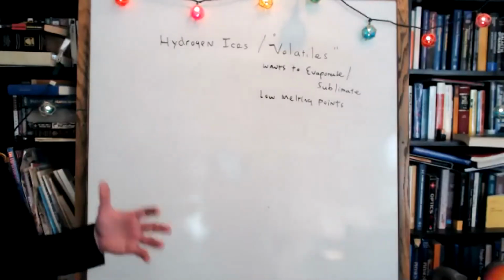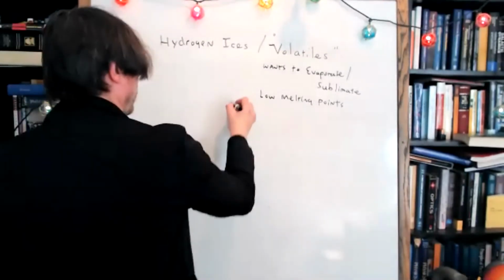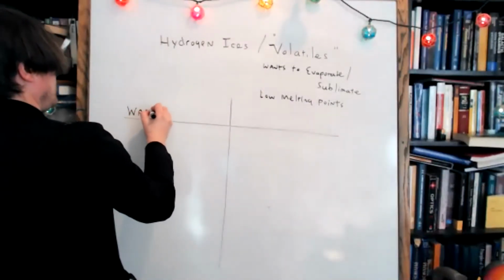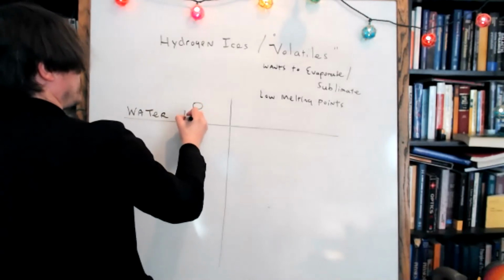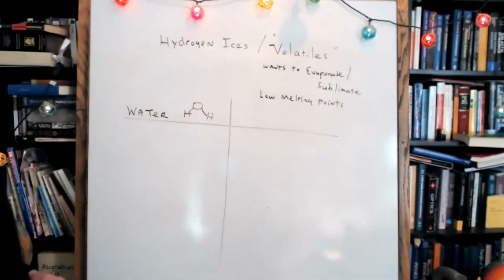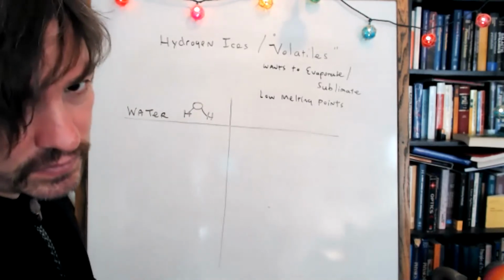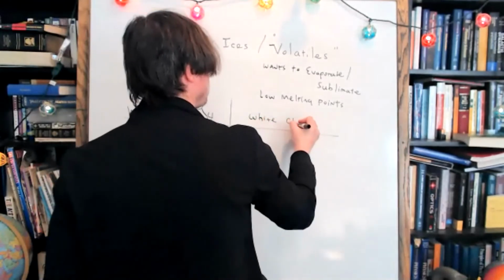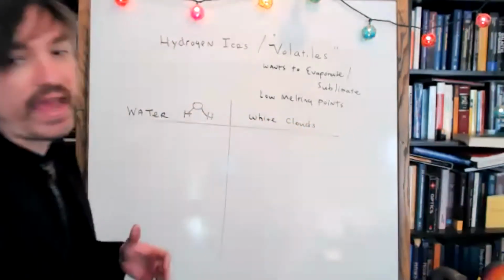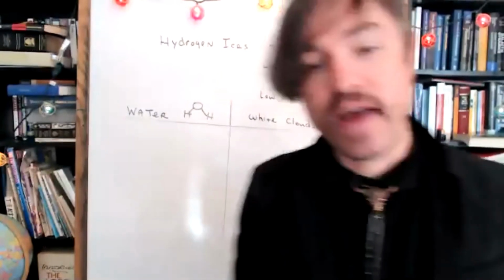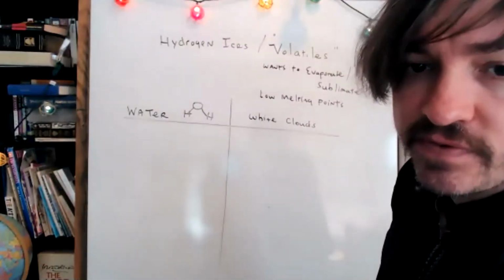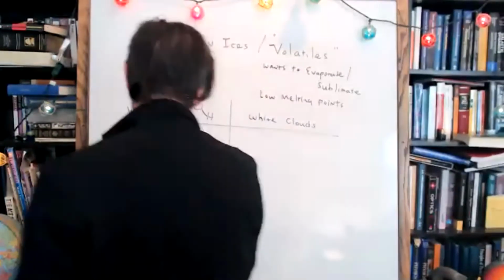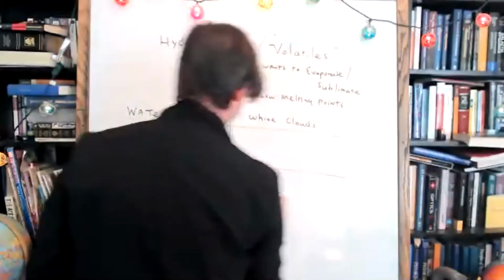Probably one of our most iconic volatiles would be ice or water. Water, whose chemical structure is an oxygen with 2 hydrogens, tends to form white clouds when we see it in the atmosphere of Earth. And in fact, the white clouds that we're going to see in the atmosphere of Jupiter are also made of water, just like on Earth. There are other substances that quickly condense.